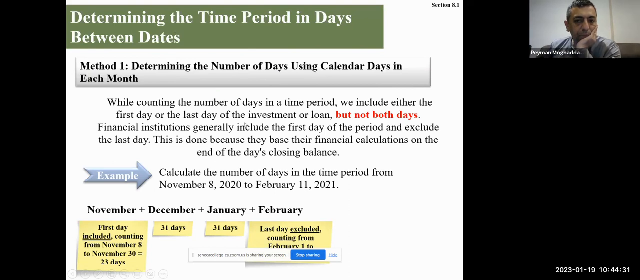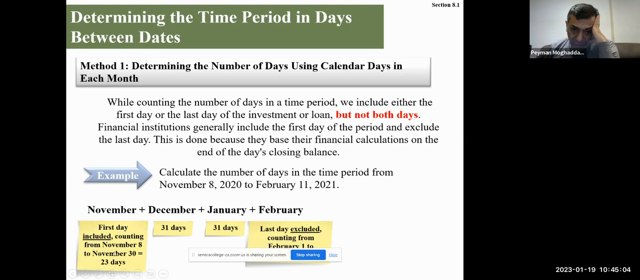Okay. So November is a 30-day month. You put it like this, from November 8th to November 30. So you want to calculate the whole days from November 8th to February 11th. That means all the days in November, all the days in December, all the days in January, and all the days in February, until February 11th.